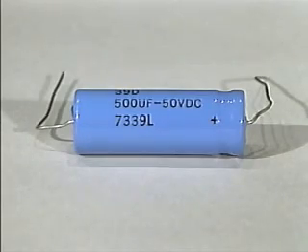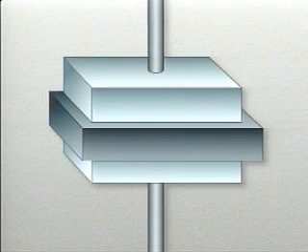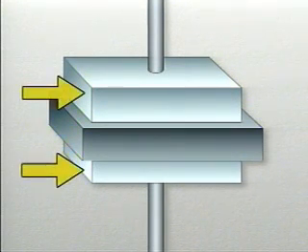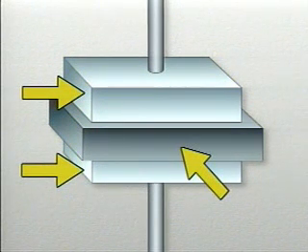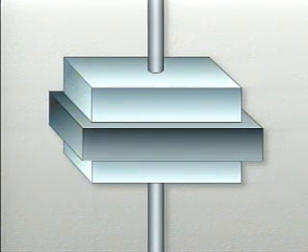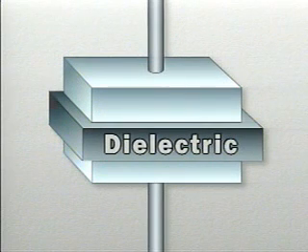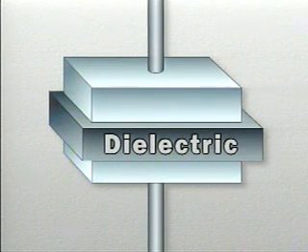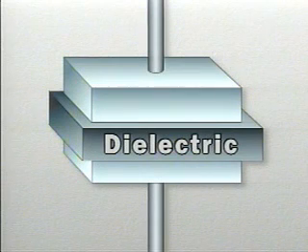A capacitor is a device that stores energy. This is a simplified illustration of a typical capacitor. It's made up of two plates separated by an insulator. The insulator is called a dielectric. Its purpose is to keep the flow of electrons or current from moving from one plate of the capacitor to the other. The dielectric can be made of any good insulating material, including air.